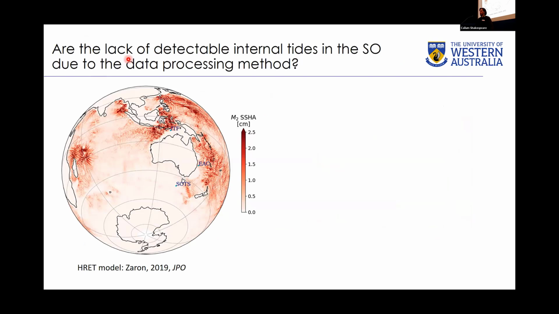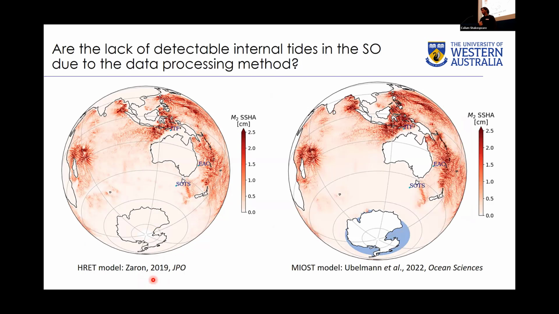Then you could say maybe it's just the way they process the data in that Zarin paper. There's a new product from a European group from Ubelman and Co. It was published this year, and this group makes more of an effort to separate the eddy signals. And you can see there's even less signal in this region, in that product. Interesting in this product, though, is there are some coastal internal tides or shelf internal tides in this region.